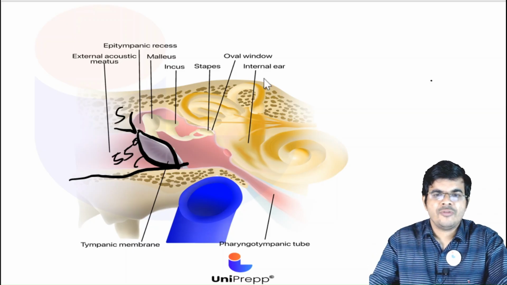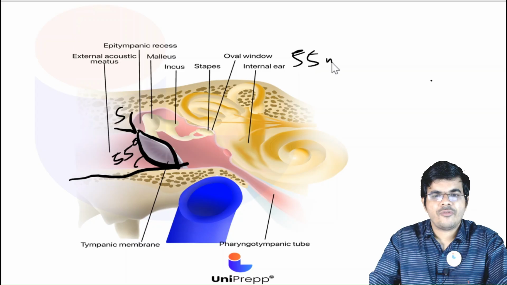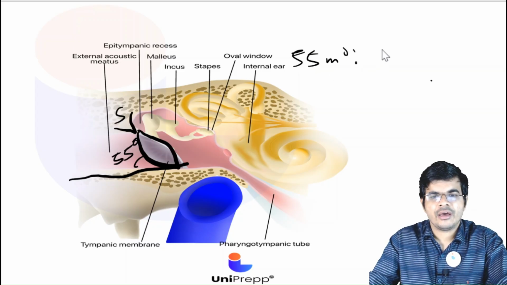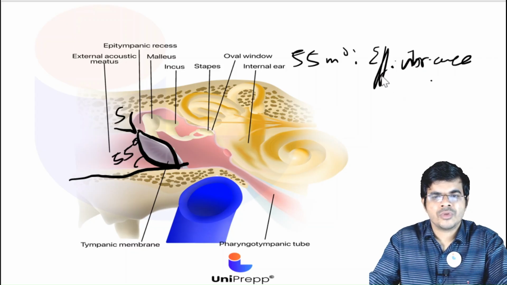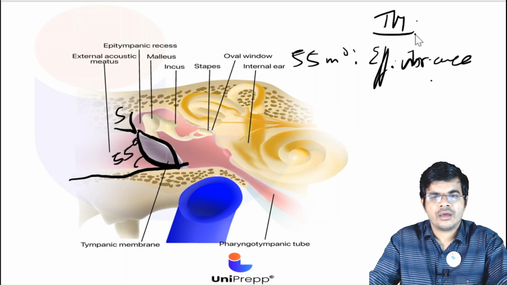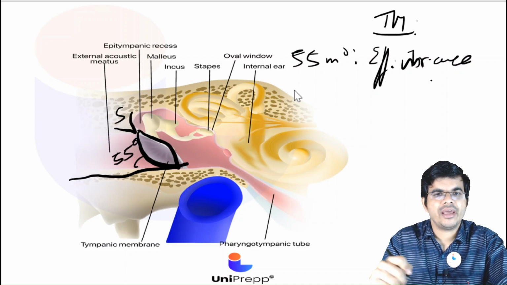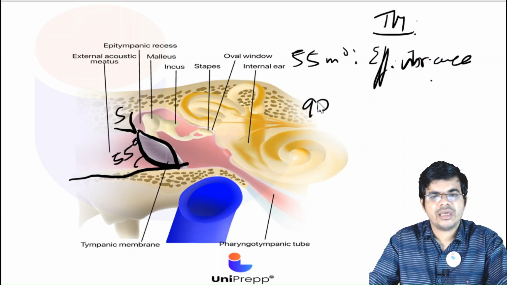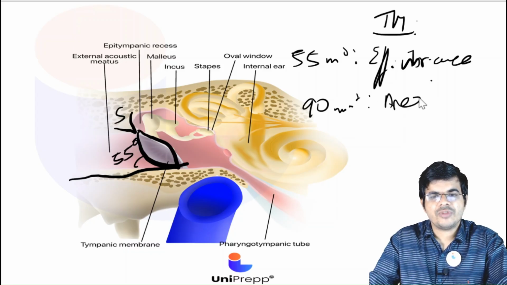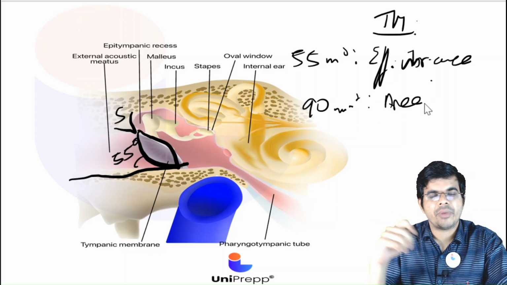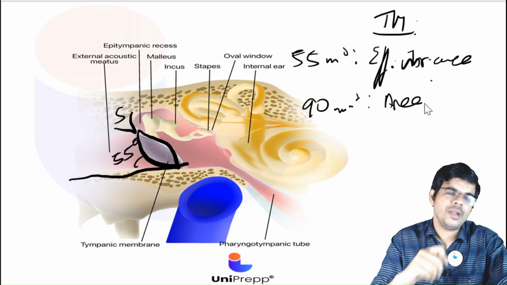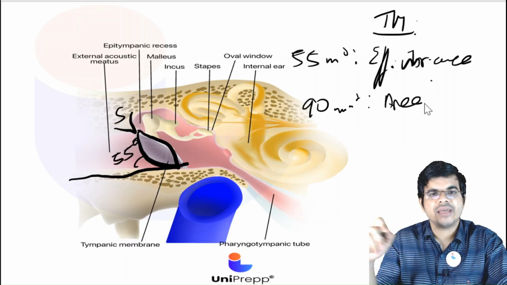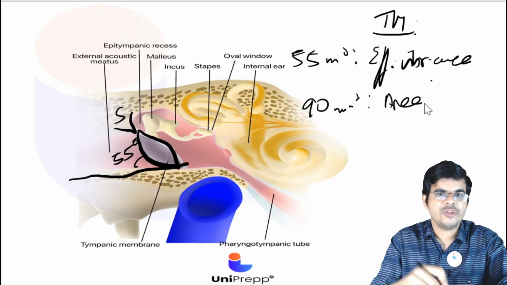What is that? 55 millimeter square is the effective vibratory area of TM. Okay, and what is the actual vibratory area of tympanic membrane? It is 90 millimeter square. So even though the total surface area of tympanic membrane is 90 millimeter square, the effective vibratory area is only 55 millimeter square. And this tympanic membrane lies at an angulation of 55 degree with the horizontal.